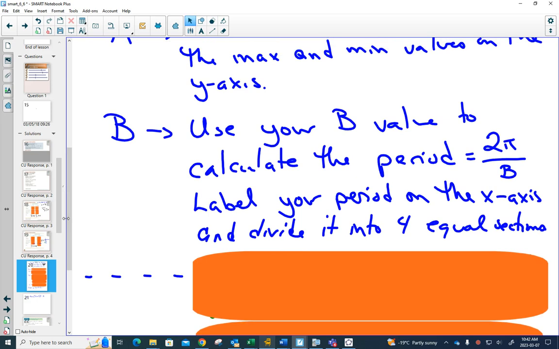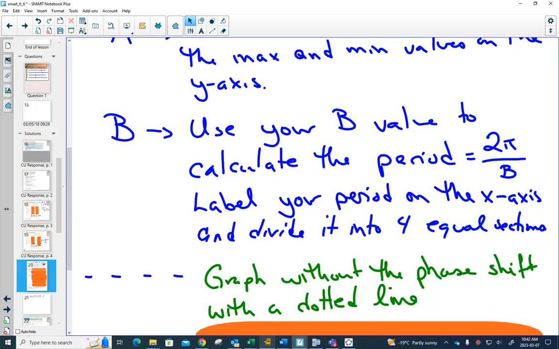Next, in DAB-C, I have a dash between the DAB and the C. That's not just so that it reads easier. We actually do something with the dash. The dash means that we graph our sine or cosine graph without the phase shift with a dotted line. So the dash represents a dotted line.